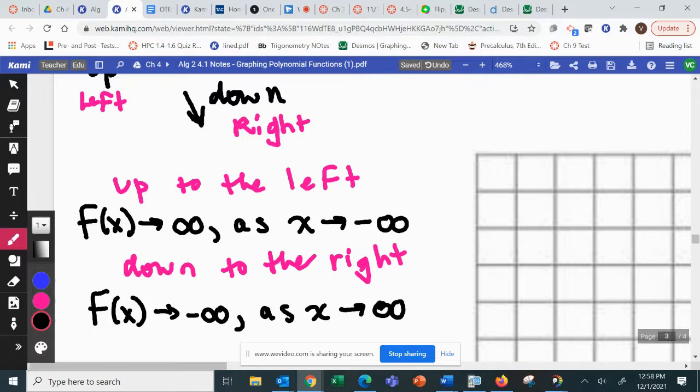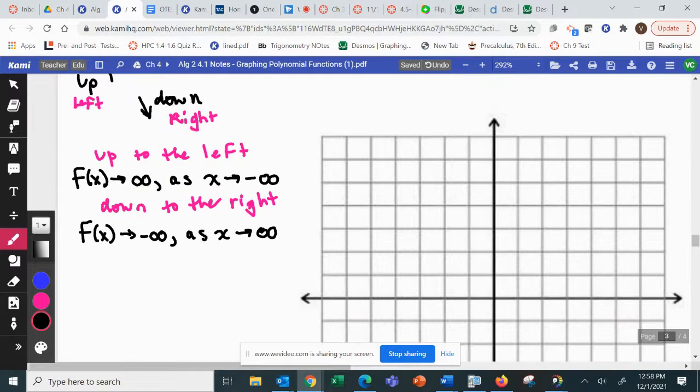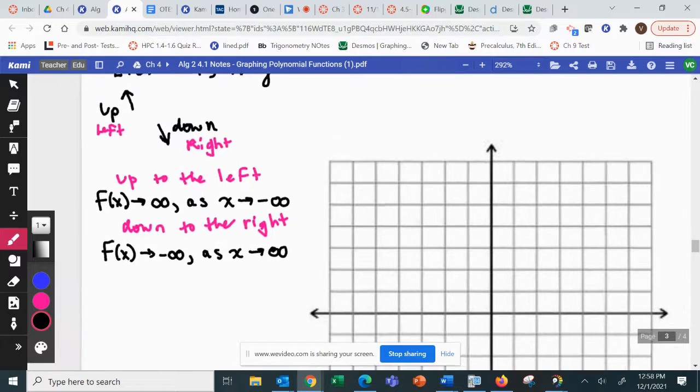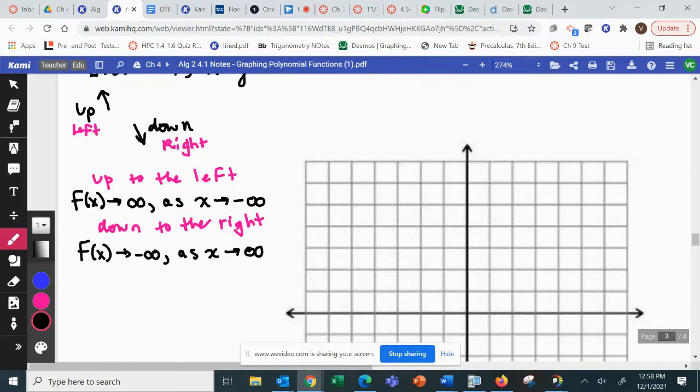The part in black, not the part in pink. The part in pink is like what I'm thinking. You're more than welcome to write it down, but the part in black would be the part that I would grade. Okay? So when I'm done graphing this, I should have ends that do that. Now, we're going to graph some other things that we have been doing since the very first lesson.